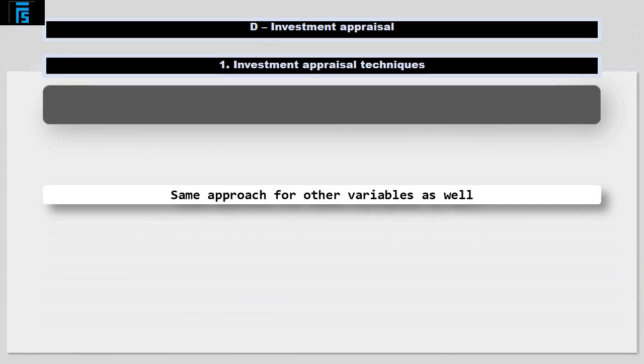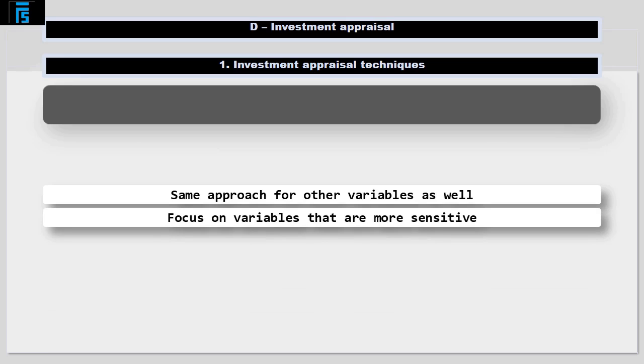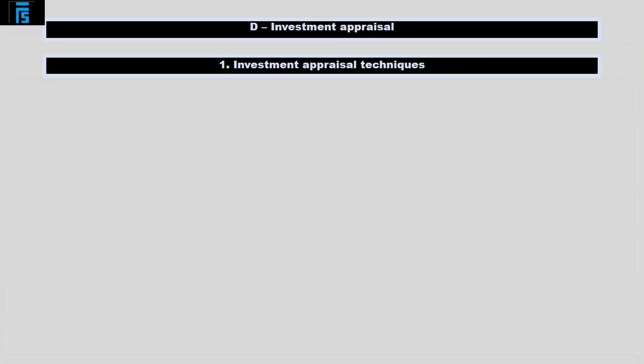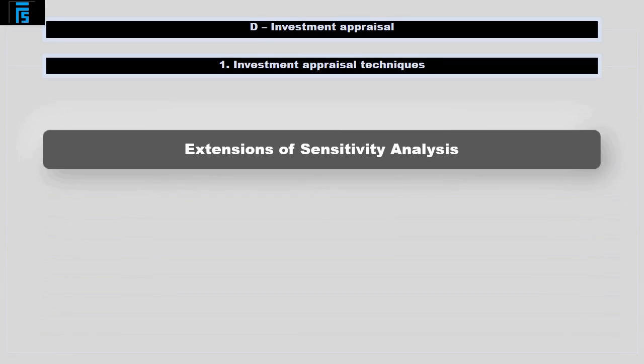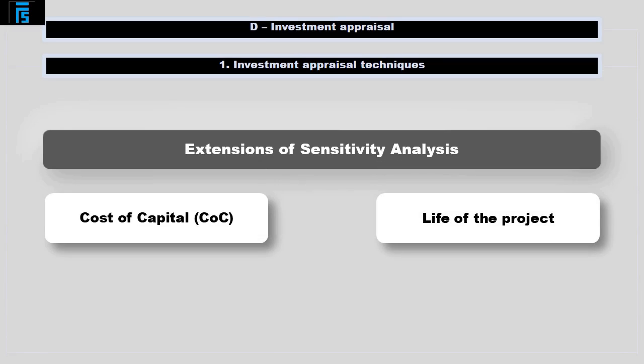The same approach can be taken with the vast majority of cash flows that have gone into the NPV calculation. The decision maker can then focus in on the variables they are more sensitive to make sure that their estimates are reasonable. There are a couple of exceptions to this though, sensitivity to the cost of capital and sensitivity to the life of the project.